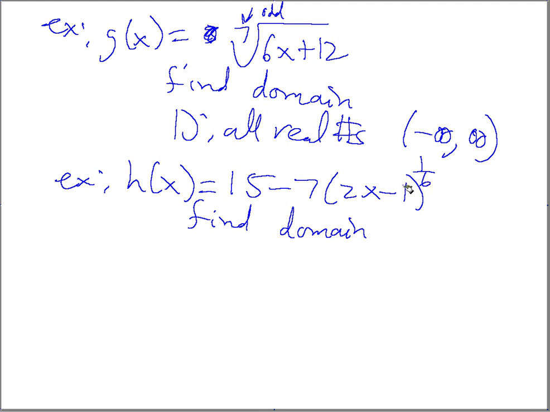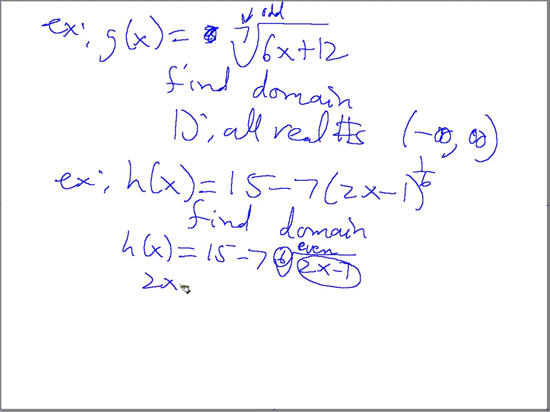This is just the 6th root of 2x minus 1, right? So in other words, we could rewrite h of x as 15 minus 7 times the 6th root of 2x minus 1, since 1/6 means 6th root. Therefore, ignore the 15 and the 7, basically. Look at the root index right here. It's 6. That means what? It's even. Which means we have to make sure that this radicand, 2x minus 1, must be greater than or equal to 0, because you cannot take an even root of a negative number. That's not a real number.